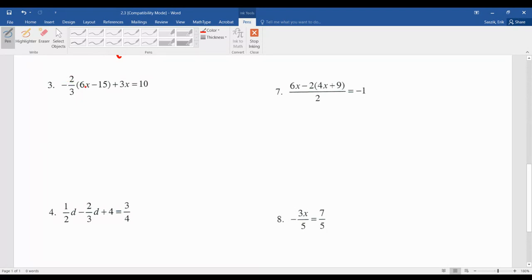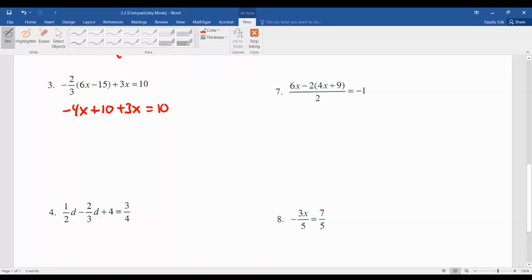So 2 times 6x would be 12x. And then take that result and divide it by 3. So you get 4x. But remember, it's negative. Okay? Now here, remember, a negative times a negative is going to be positive. Multiply by the top. 2 times 15 is 30. And 30 divided by 3 would be 10. The fraction's actually gone. It's pretty cool.